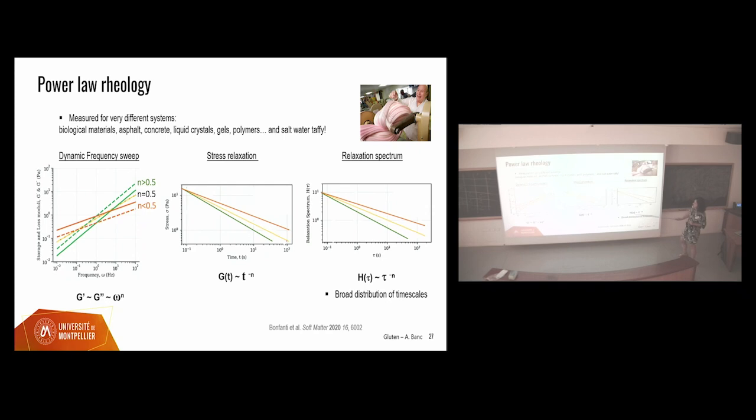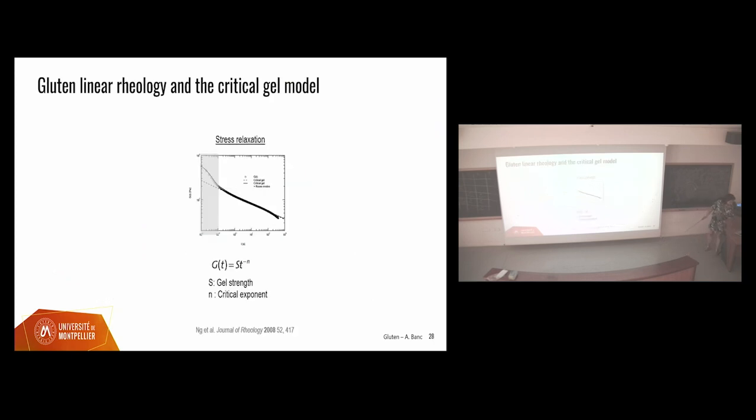Equivalently, we can measure the stress relaxation. You can measure a power law decay of the relaxation modulus. And if you look at the relaxation spectrum, it's also characterized by the same power law decay, which indicates that we have a very broad distribution of time scales in the whole sample. So Gareth and his team performed many measurements on gluten, and they modeled their data using the critical gel model.